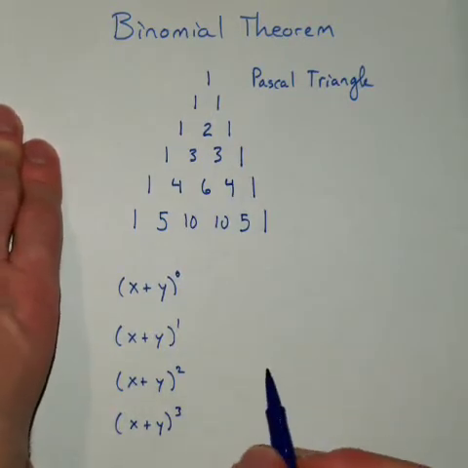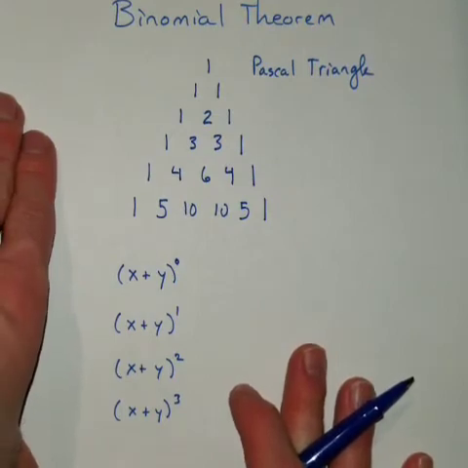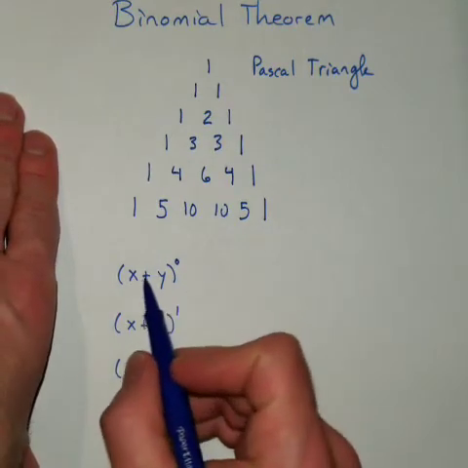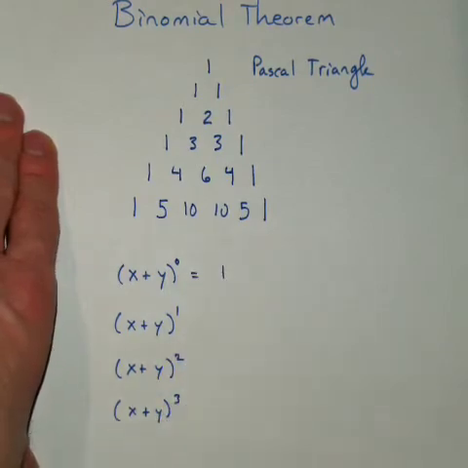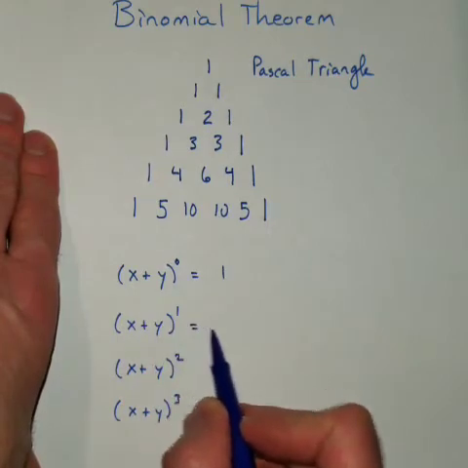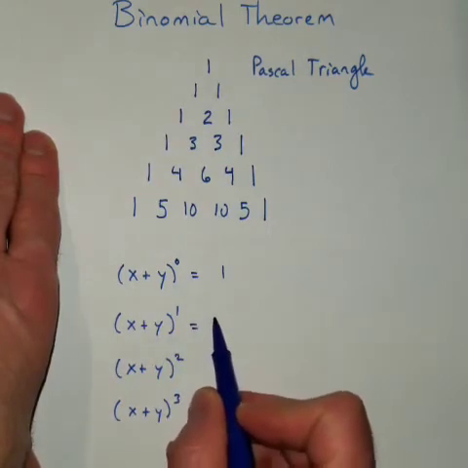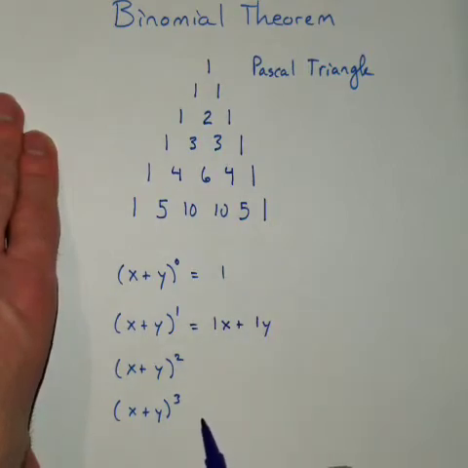what you'll find is that there's a certain pattern in the coefficients of the terms. First of all, think about this. Anything raised to the 0 power is simply 1, right? We don't have to do any work there. Anything raised to the 1 power is simply itself. We really don't have to do any work there. It's 1x plus 1y. I'll throw the 1s in there.